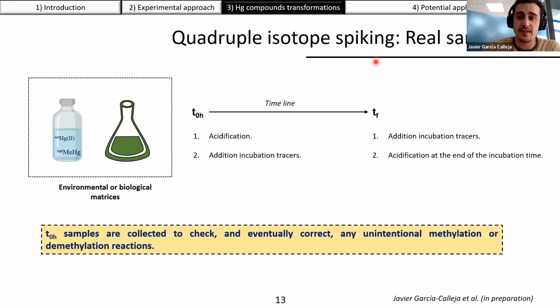When we move to real samples, we have to be careful. We must perform a T0, where we acidify the sample first, and after we add the incubation tracers. This is important in order to check and eventually correct any unintentional methylation or demethylation reactions caused by the spike addition.